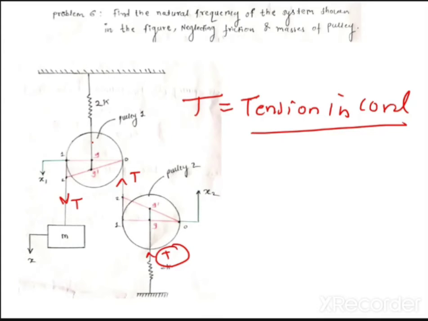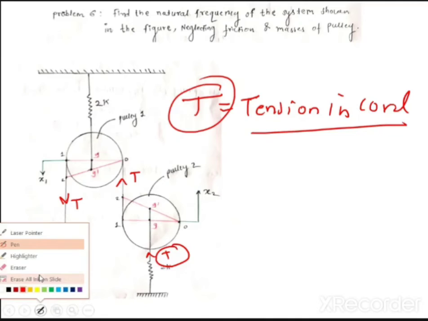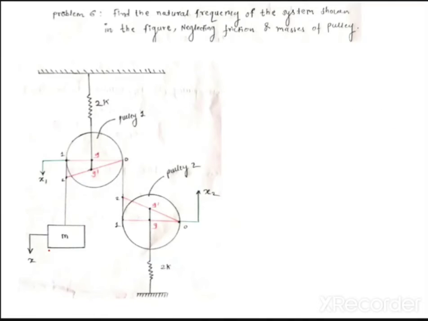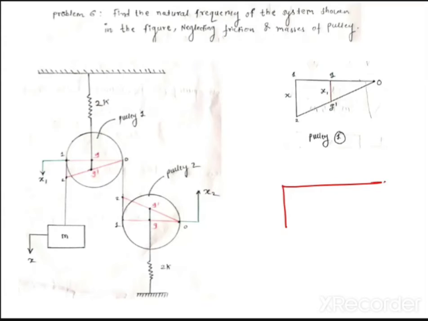We have already solved the problems on tension in the kinematics of machinery. So let me consider that T is the tension in the cord. See how many things I am assuming here. So for pulley 1, let me first of all draw a diagram. What is the diagram for pulley 1? Same, this is the diagram for pulley 1. This will move like this.